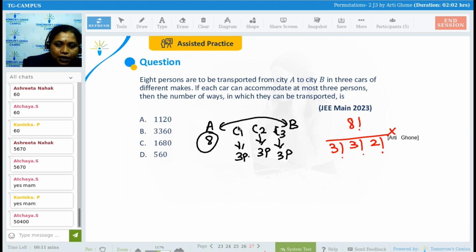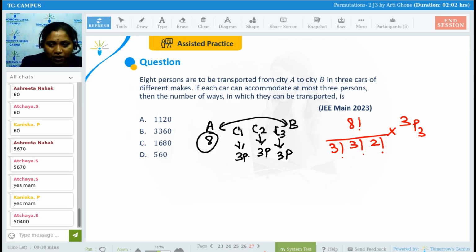Now internally these choices are like 3 cars. Which one goes first, we do not know. If C1 goes first, or C2 goes first with 3 persons, or C3 goes first with 3 persons, we don't know. So internally those 3 cars can be arranged in 3P3 ways. Clear? Okay, so our total number of ways will be 8 factorial upon 3 factorial into 3 factorial into 2 factorial. Clear? This is the total number of ways. Just do the calculations and tell me the answer.